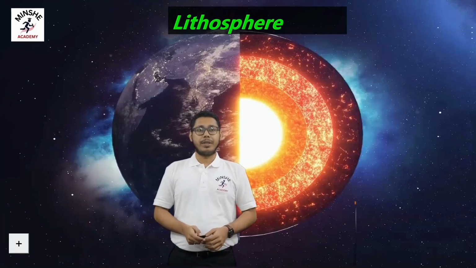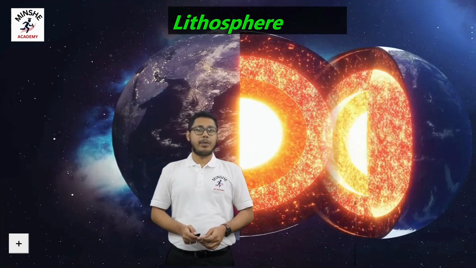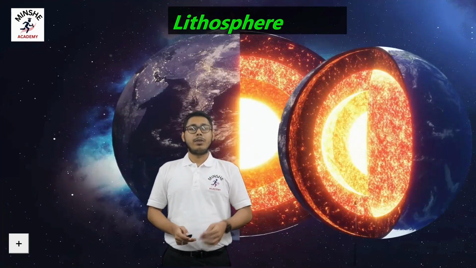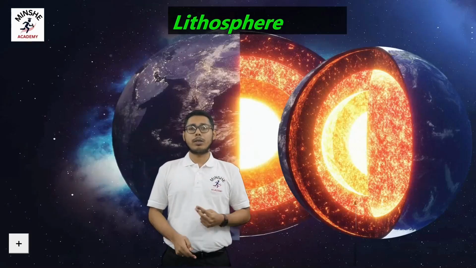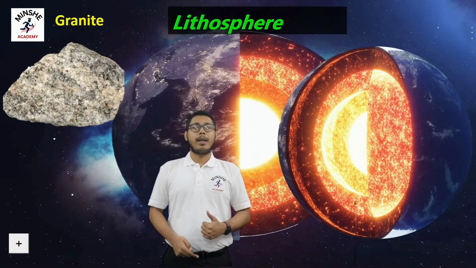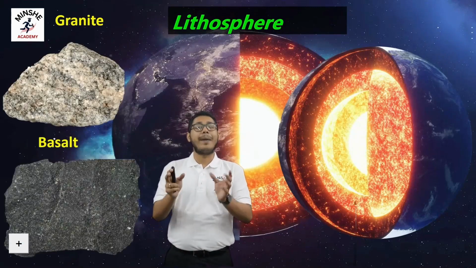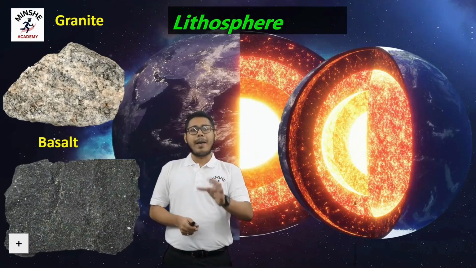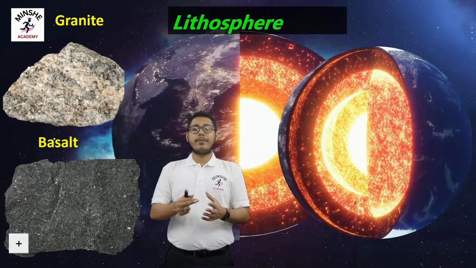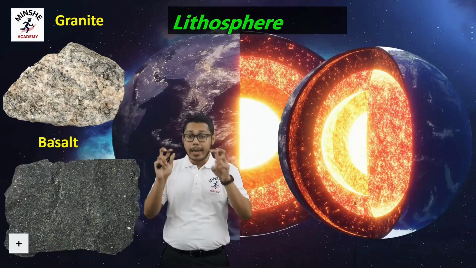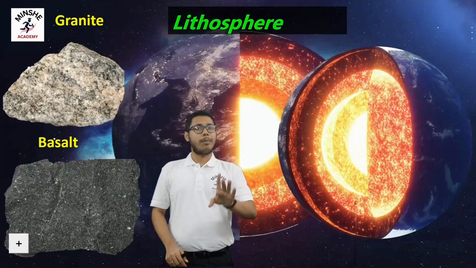So lithosphere, you can see it, right? The lithosphere, or the outer surface, is mainly made up of two kinds of rocks. Number one is granite, and number two is basalt. Basalt is the correct pronunciation, I think. Sorry for the wrong pronunciation. So the outer surface is made up of two types of rocks, majorly granite and basalt.